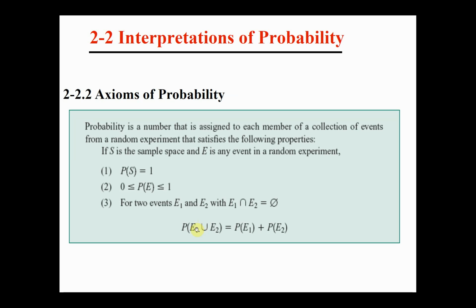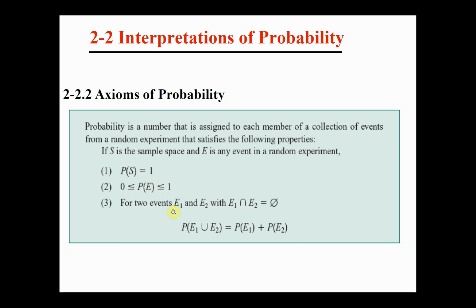The probability that the first or the second happens is basically the probability of the first plus the probability of the second. So in the example, if the probability that you get an A is 0.7 and the probability that you get a B is 0.2, then the probability of getting an A or a B is 0.7 plus 0.2, which is equal to 0.9. So the first axiom is that the sum of all probabilities in the sample space is always equal to 1. The second, any probability of an event or an outcome in the sample space is always between 0 and 1, never less than 0 and never more than 1.